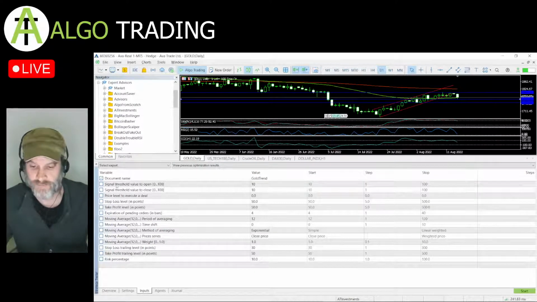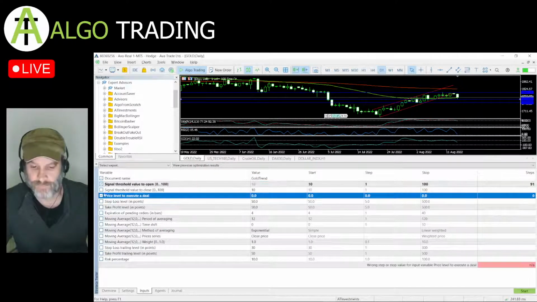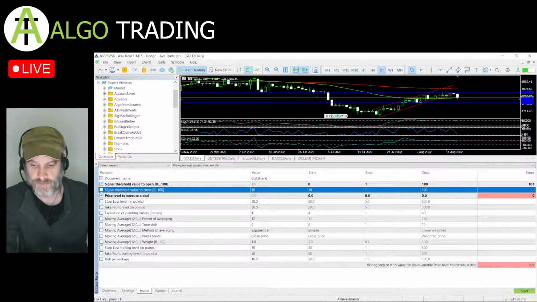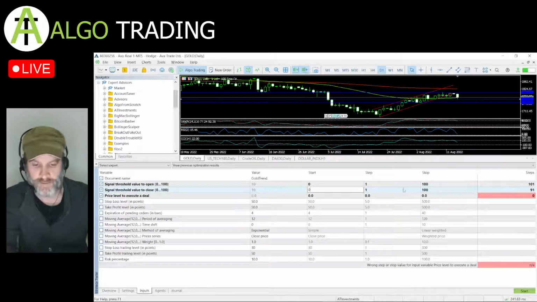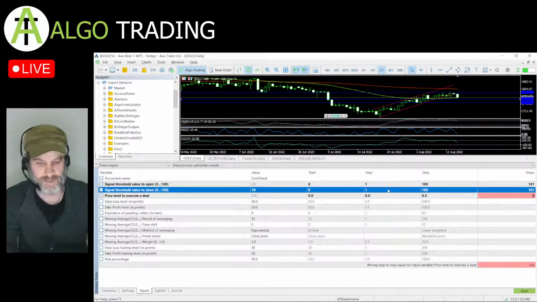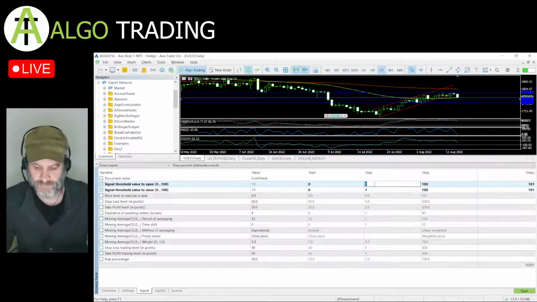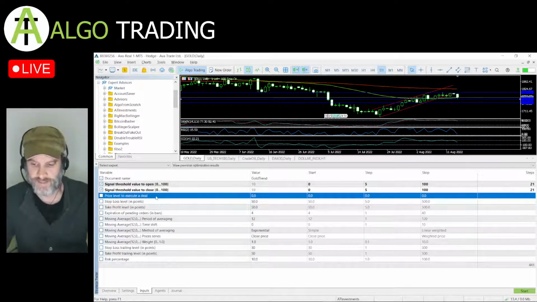So the signal thresholds, I'm just going to optimize from 0 to 100. I don't think we need that in this, but we'll just do it anyway. Let's go up in steps of 5, so it's not so many optimizations. Okay, price level to execute due. That is if you want to have pending orders. So we don't want pending orders, we want to execute it at market price.